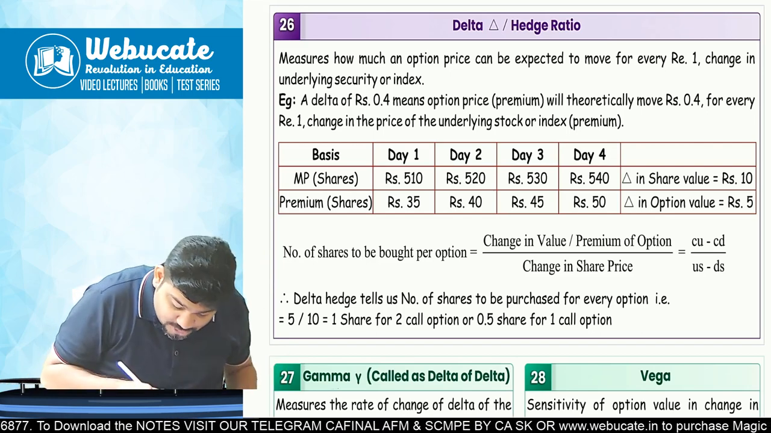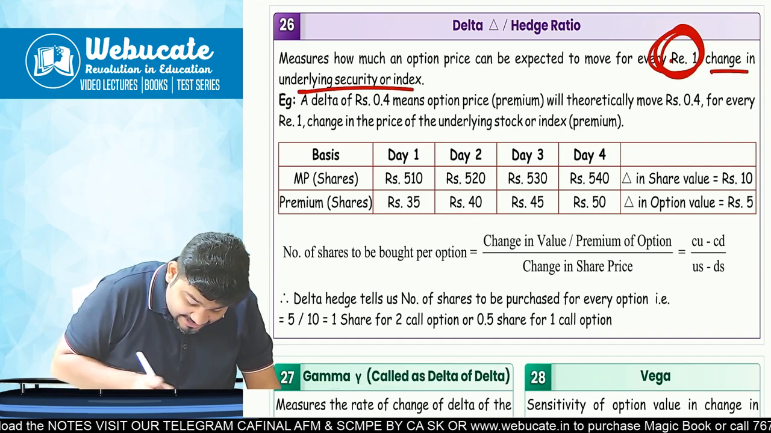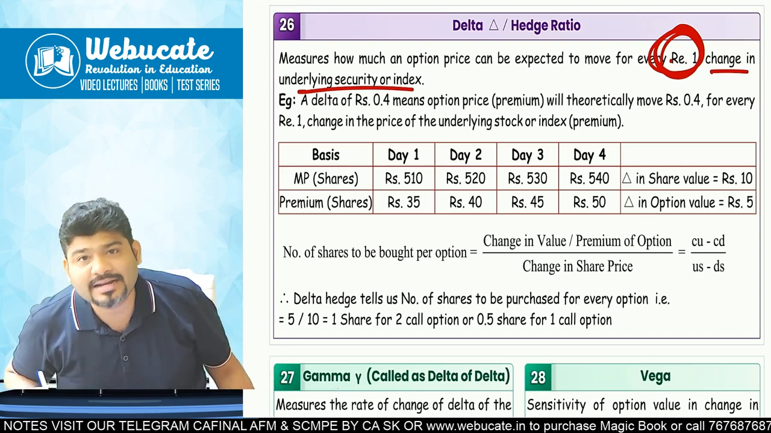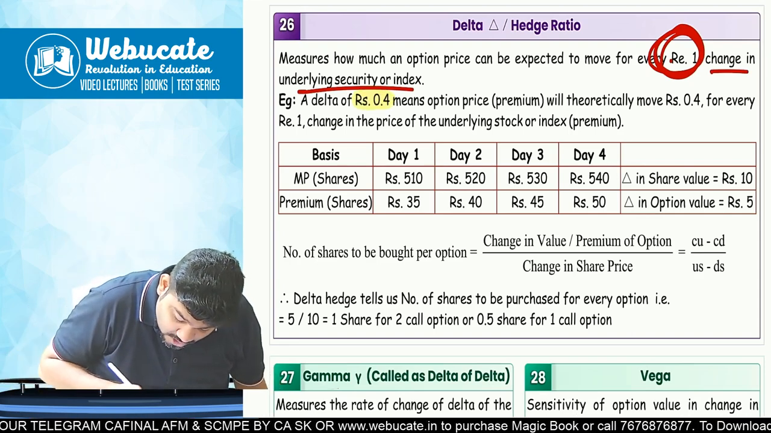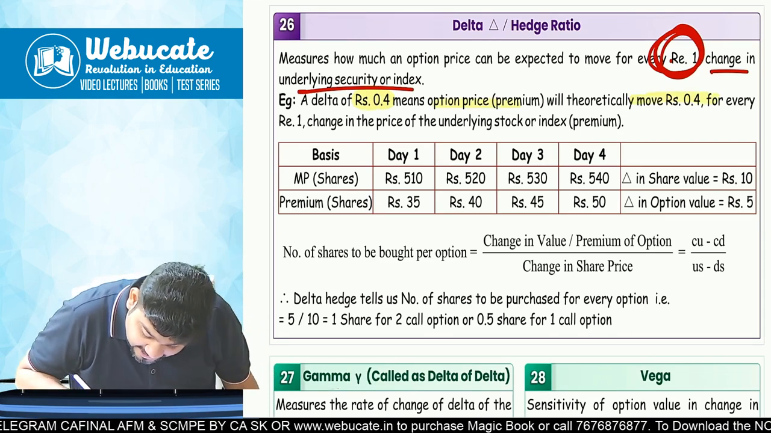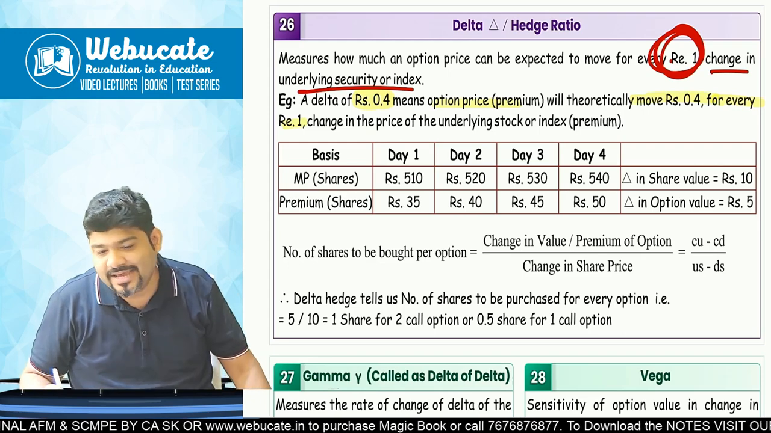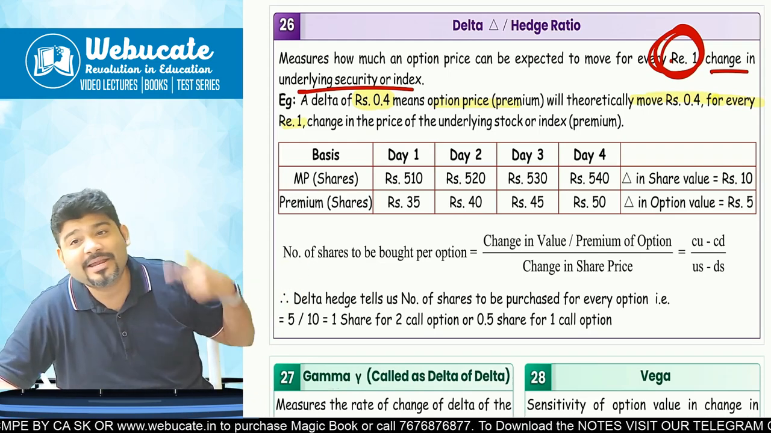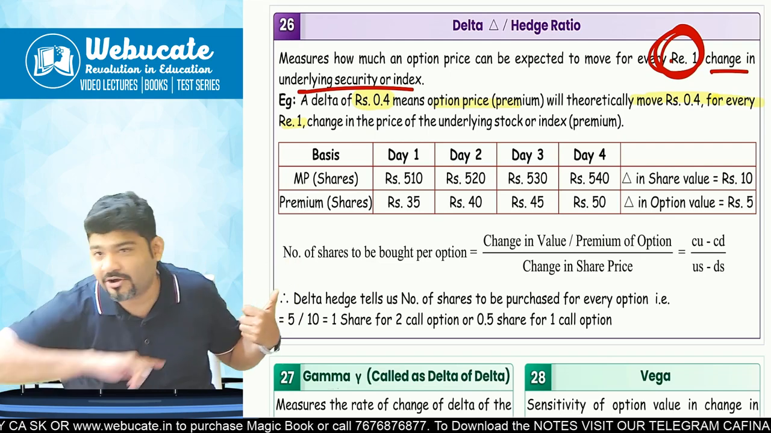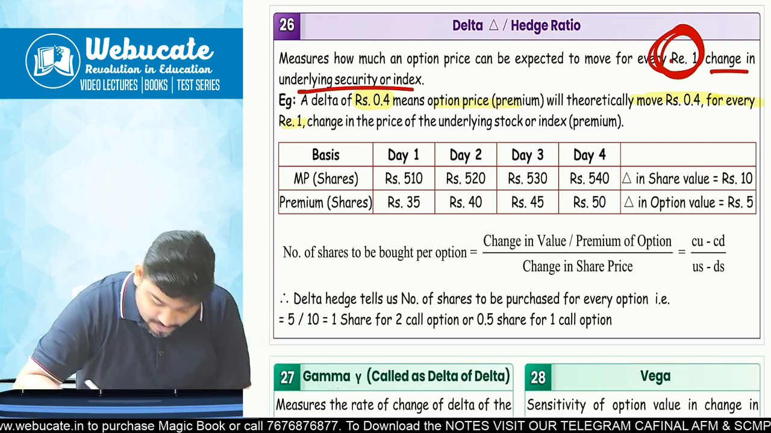Delta measures how much option price can be expected to move for every 1 rupee change in the underlying security or index. So a delta of 0.4 means the option price will theoretically move 0.4 for every 1 rupee change in the price of the underlying stock. And that will tell us how many shares can be bought instead of options or vice versa. Let's take this example. You will be more clear.